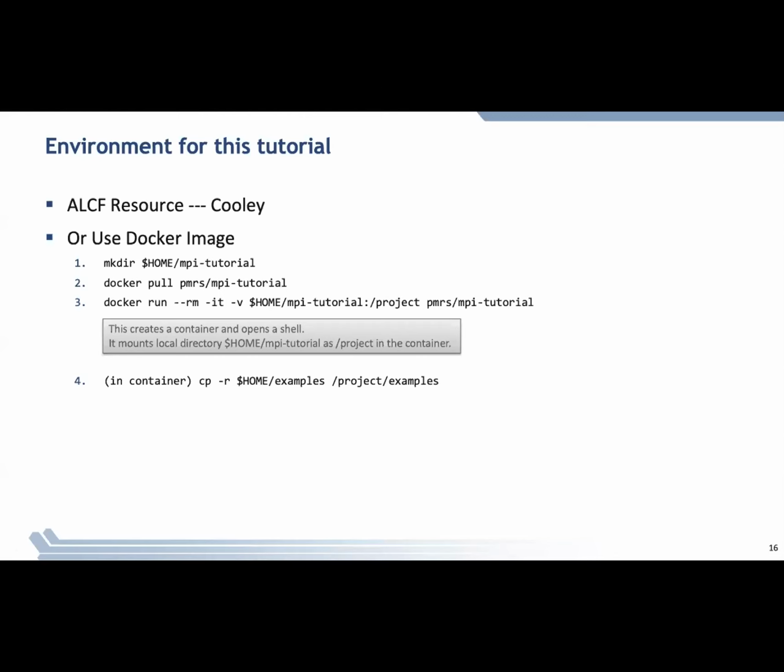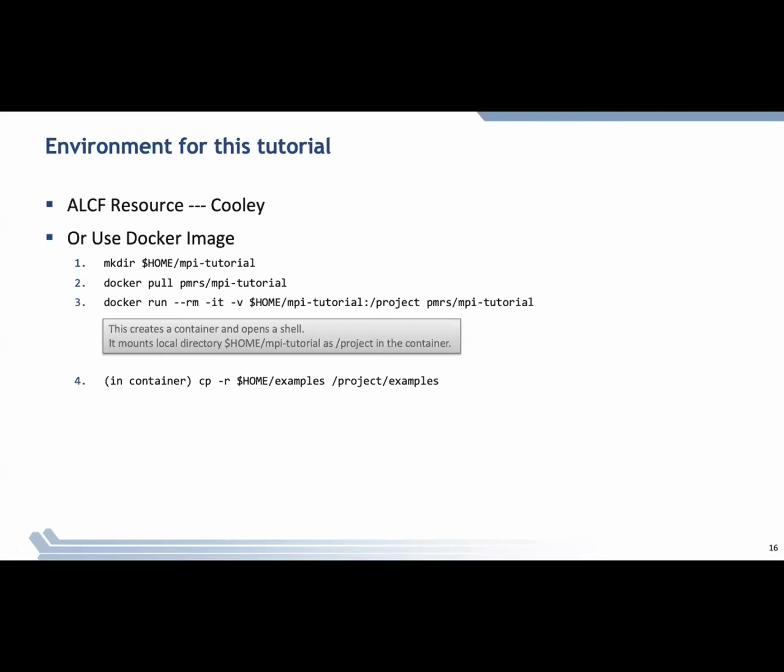I'll just quickly talk about the environment that is available for this tutorial. Since this is the ATPESC tutorial, you can use the ALCF resource. We have a reservation on Cooley for the purpose of this tutorial. Or if you prefer to keep trying some of the examples even after the tutorial, there's a Docker image that contains an MPI implementation and the examples that we use in the tutorial. You can get it by doing a Docker pull from pmrs/mpi-tutorial. This one is available to everyone who wants to try it out.